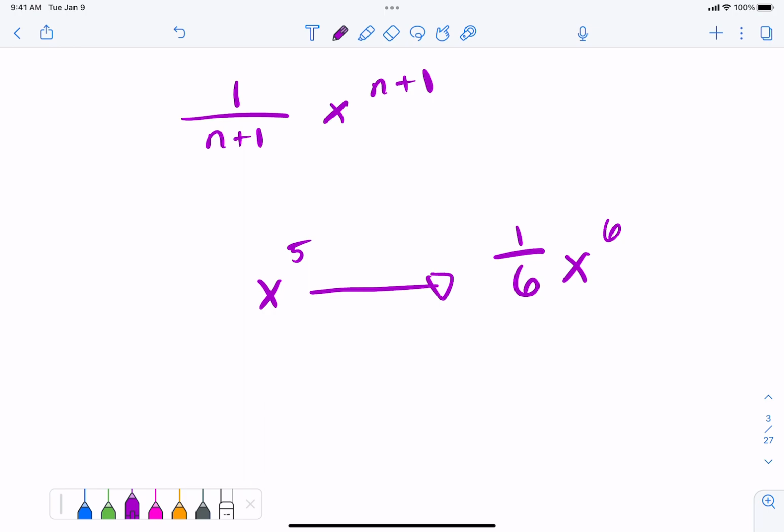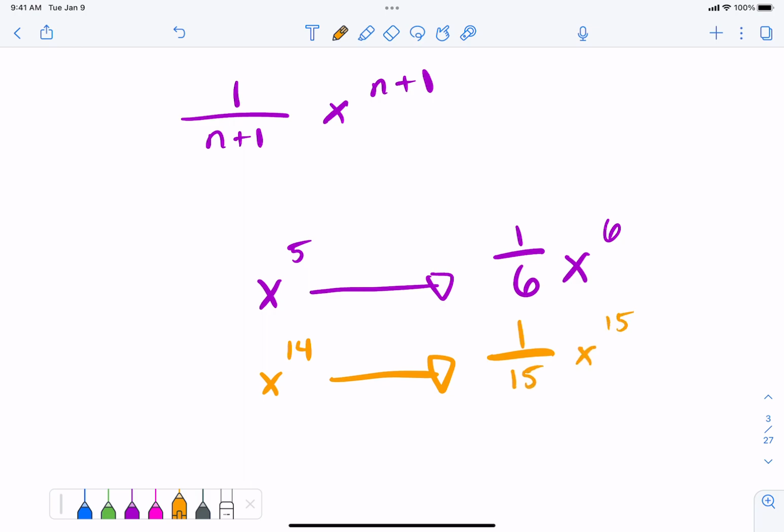That is your antiderivative. Wait, can you slow down? 1 over 6 x to the 6th. Got it? Okay, we're going to do another one. If you get x to the 14th power, you take 1 over 14 plus 1, which is 15, so 1 over 15, x to the 15th.